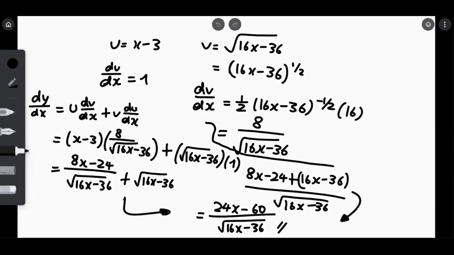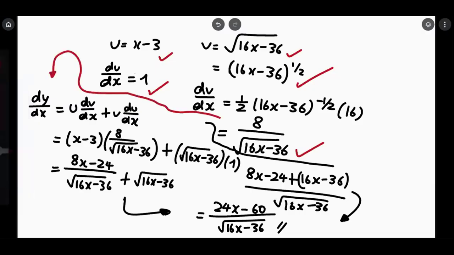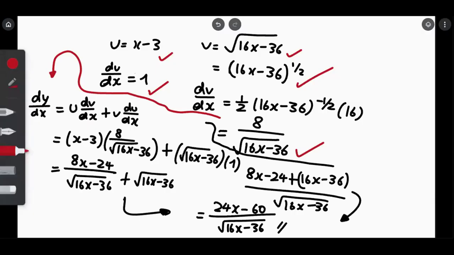You should at least get your u as x minus 3, and your du/dx is 1. Your v is this, which you change to this, and therefore your final dv/dx is 8 over 6 root (16x minus 36). From here you shift to this equation, which is dy/dx equals u dv/dx plus v du/dx.